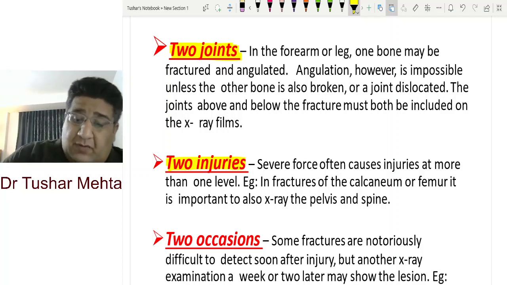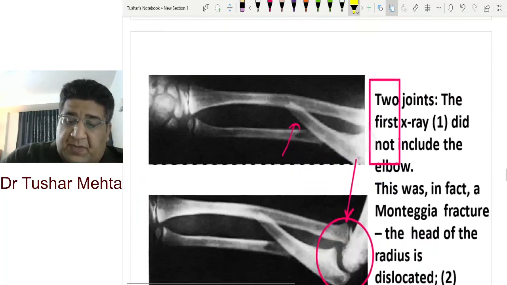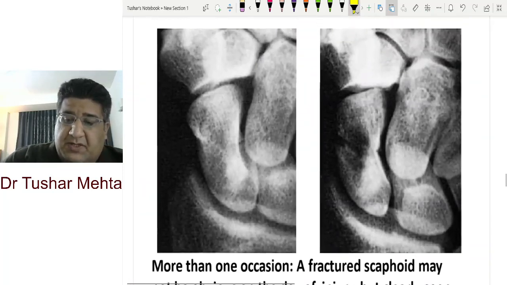And then we talk about two occasions. Now, when I say two occasions, I can show you something about two occasions.